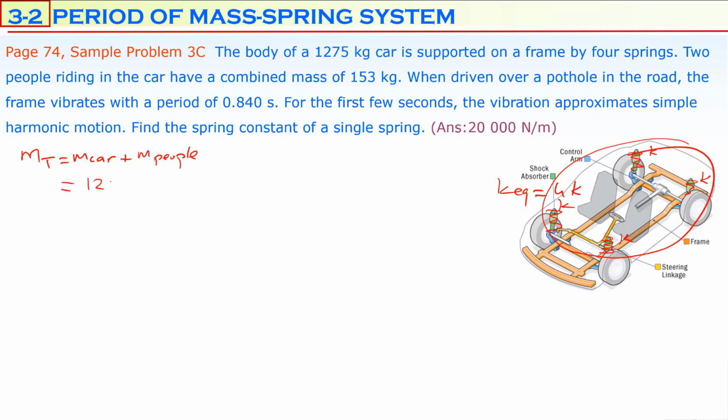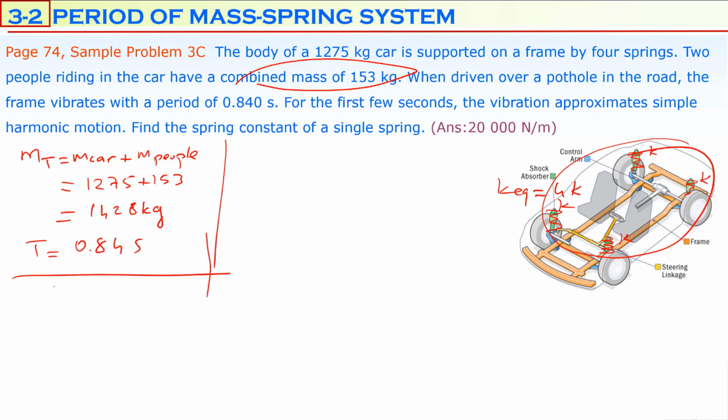Total mass: 1,275 is the mass of the car, and the combined mass of the 2 people is 153. Let's add them: 1,275 plus 153 is equal to 1,428 kilograms. This is the total mass vibrating together with this spring, and the period is also given. Period is 0.84 seconds. So we are going to calculate k.